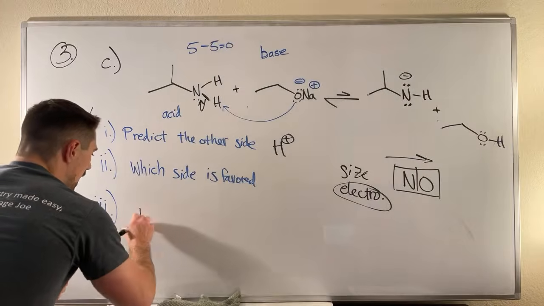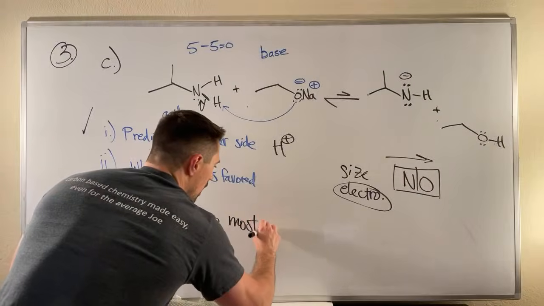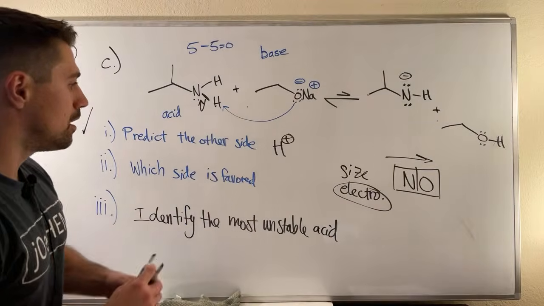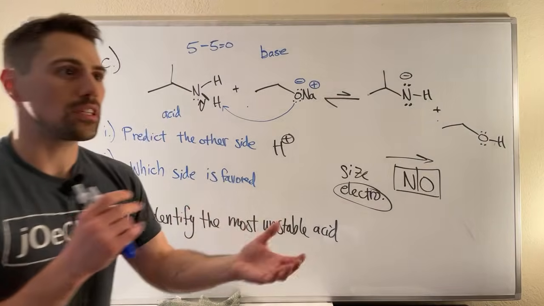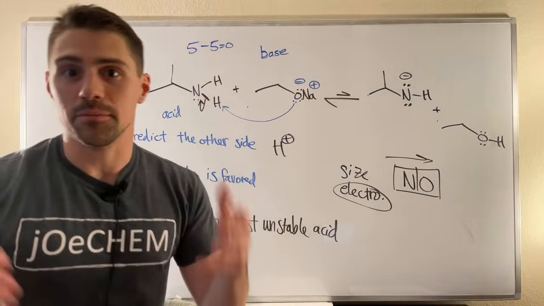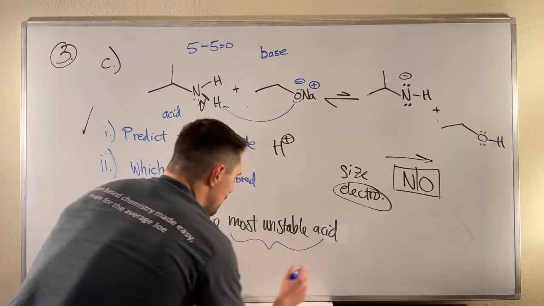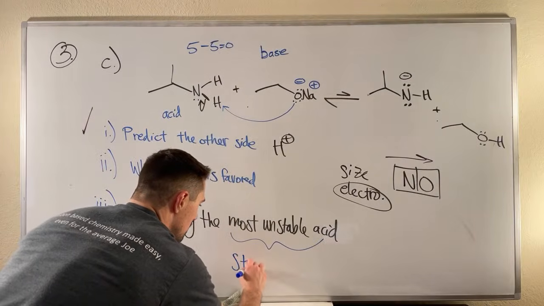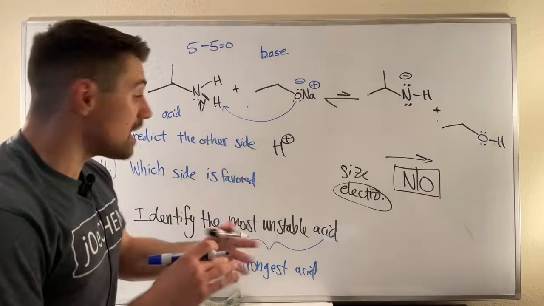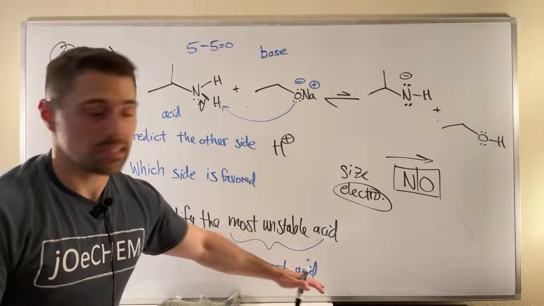And we need to identify the most unstable acid. I kind of like this wording because, again, it's really just a fancier way of dressing up asking what's the strongest acid or what's the weakest base. Most unstable acid is another way of saying strongest acid. Because if I asked you the most stable acid, that's another way of asking what's the weakest acid. So most unstable means strongest.